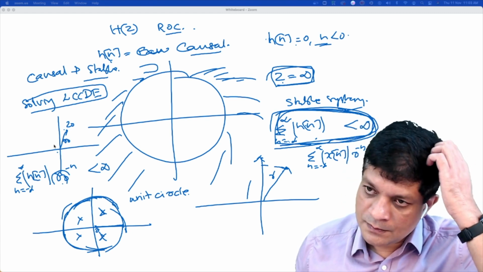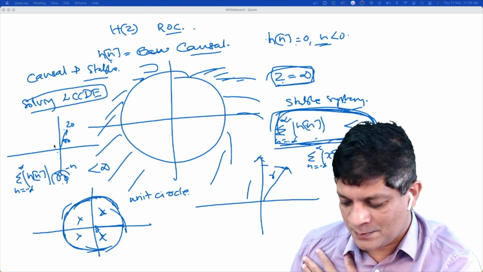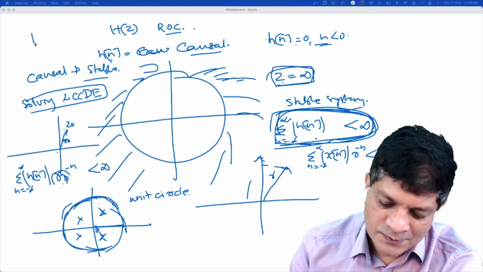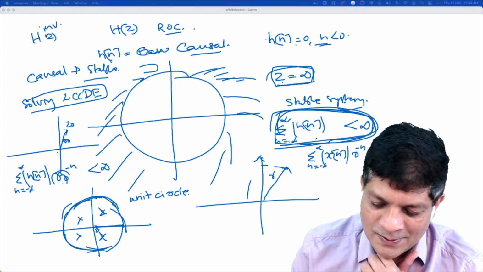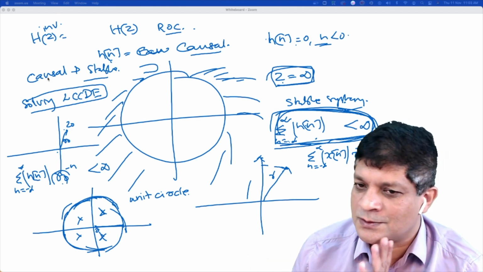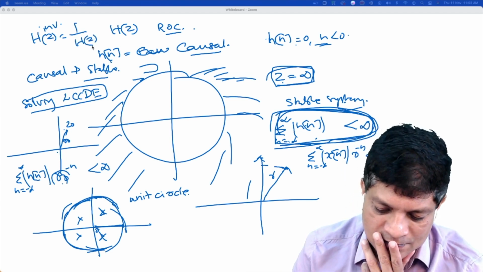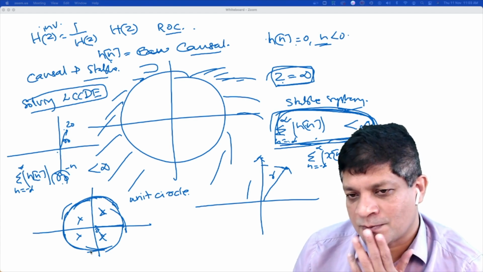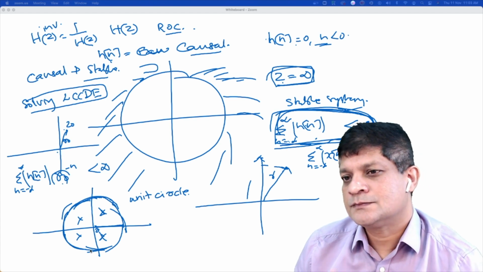Sir, what about invertibility using the system function? Invertibility is also a property. I didn't explain it because it is similar. H inverse means you can find the inverse of that system function. Poles will become zeros and zeros will become poles. It is 1 upon H of z. Then you can find the corresponding properties easily.